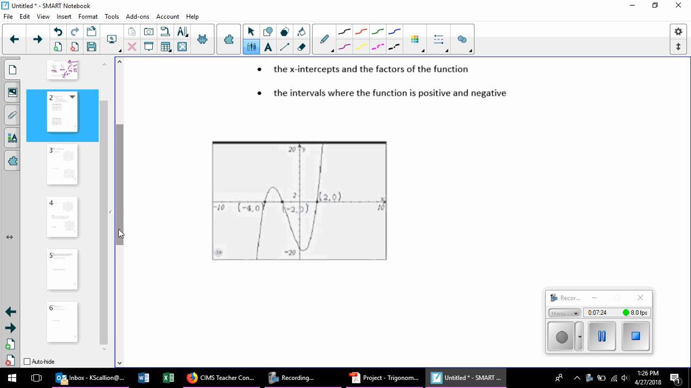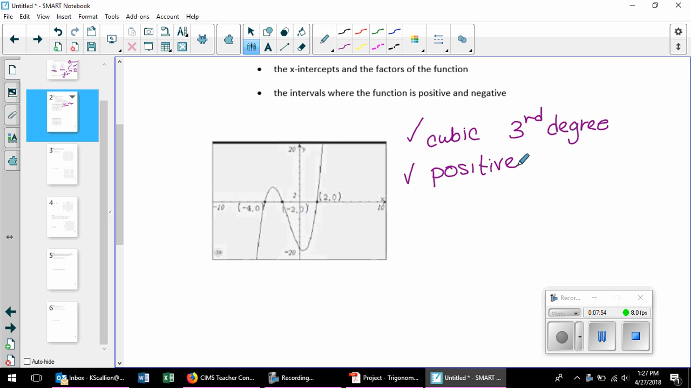Cubic. So what kind of degree? Degree of 3. Okay, what am I doing next? Leading coefficient is positive because it's up in 1, down in 3. Okay, what's the domain and range for this graph?